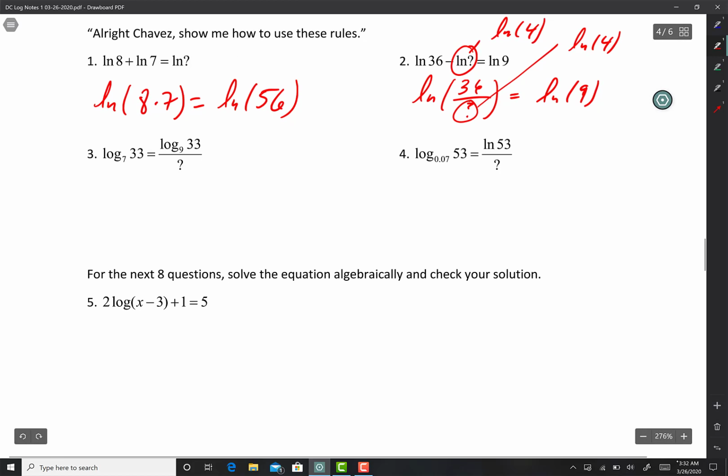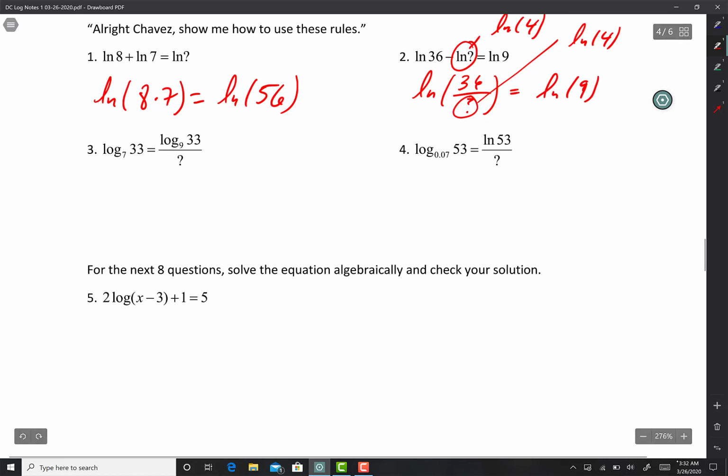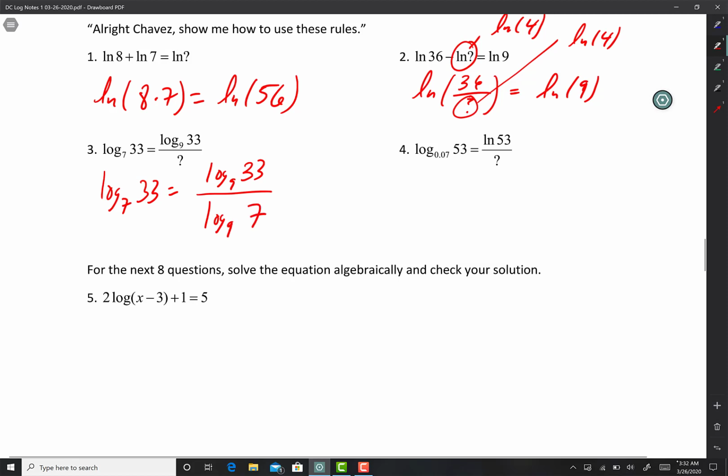All right, this is your change of base, guys. Notice there's a 7 there. There's a 9 here. So log base 7 of 33 is equal to log base 9. That 9 is arbitrary. I could have chosen any value. I could have said 10. I could have said 12. I could have said 5. But they decided to put 9 in there, so fine. We're going to be stuck with 9. So log base 9 of 33 over log base 9 of 7. Cool? Cool. All right, same thing with this.